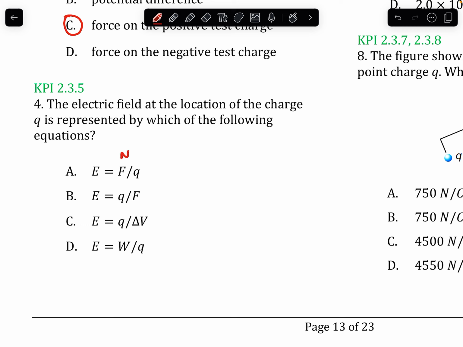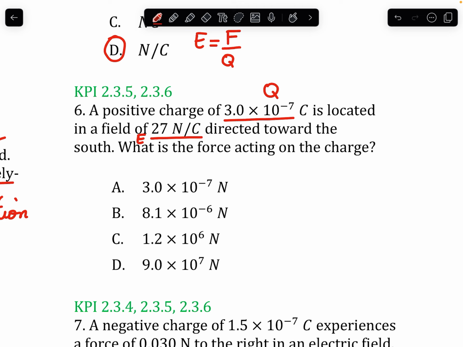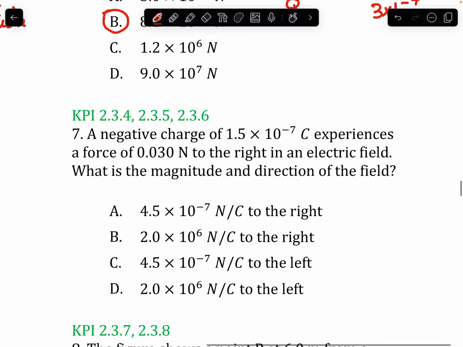Question 6, a positive charge Q equals 3 times 10 to the power of negative 7 is located in a field of 27 Newton per Coulomb directed toward the south. What's the force? So E equals F over Q, replacing everything by its value. F divided by 3 times 10 to the power of negative 7. So it will give me 8.1 times 10 to the power of negative 6.